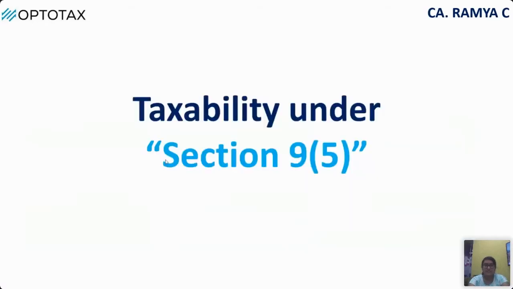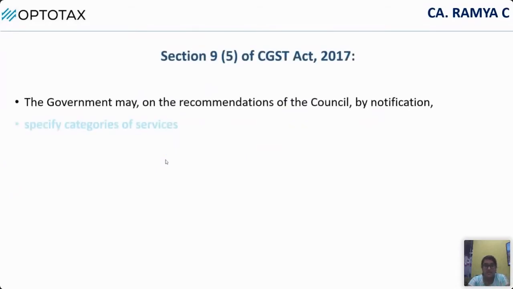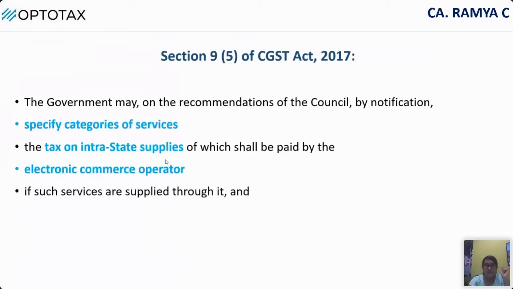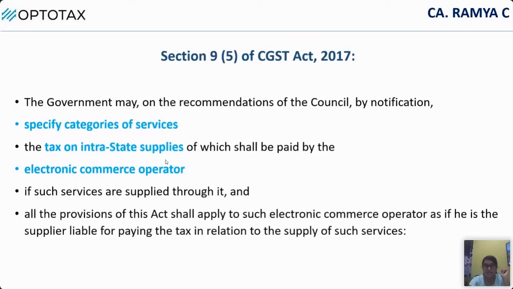Okay, right. So next, this is another interesting thing, section 9.5. So section 9.5, what it says is the government may notify and specify certain categories of services on which tax is payable by the electronic commerce operator if such services are supplied through it. So here they are saying that they will specify certain services, and if it's provided through an e-commerce operator, the tax will be paid by the e-commerce operator and not the supplier.